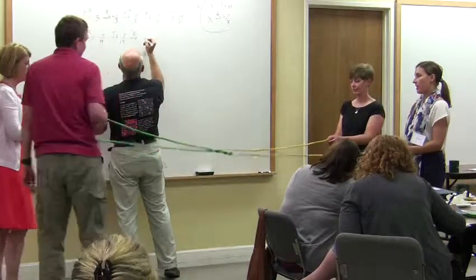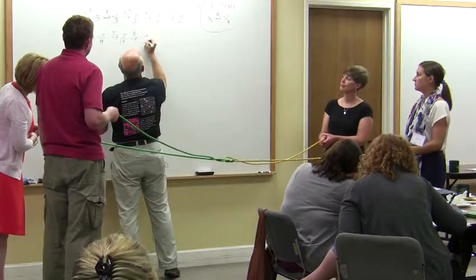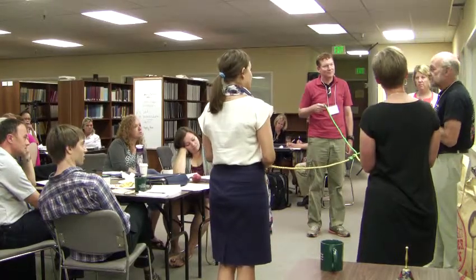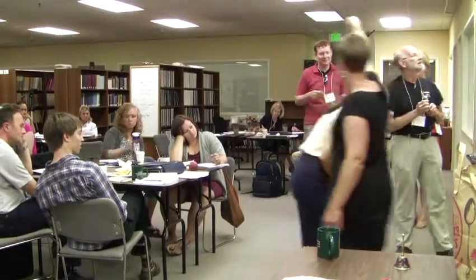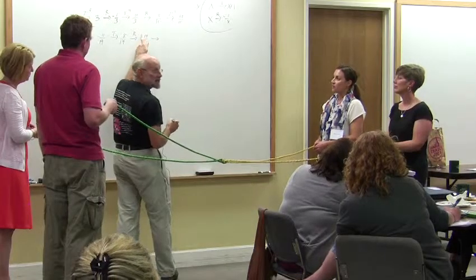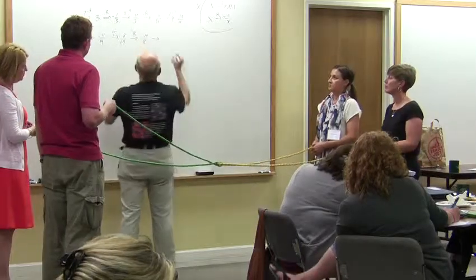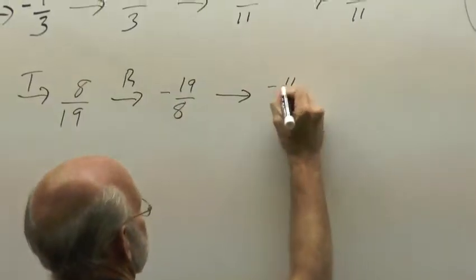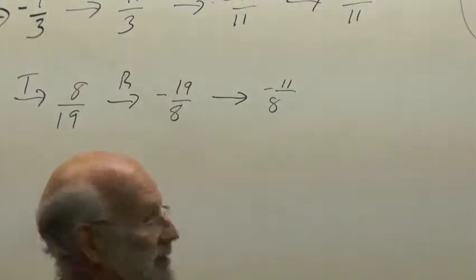Rotate, so we're now at -19/8. Okay, again, obviously it has to be a twist. So let's do a twist. What does that do? That adds 8/8, right? So we're now at -11/8.